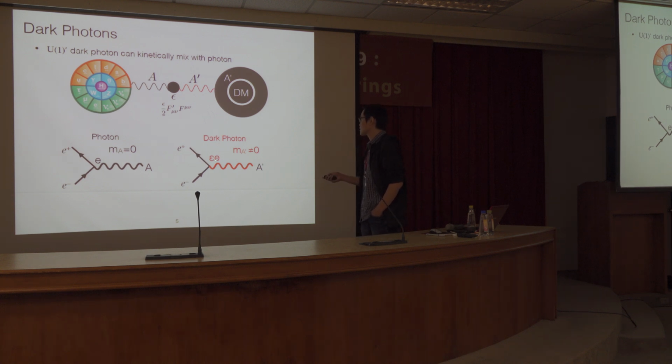The small coupling is proportional to e, but it has a suppression by epsilon, and they have a mass over here. This means that every time you have a photon produced, you will have a dark photon, unless there's a kinematic reason to forbid it.